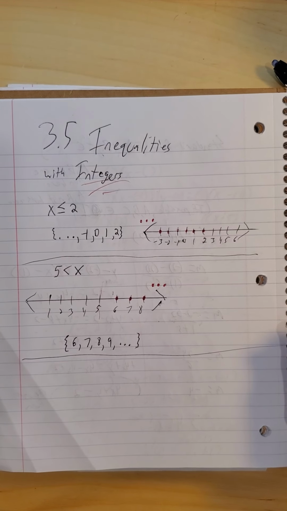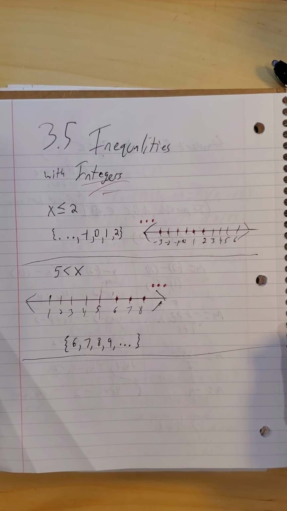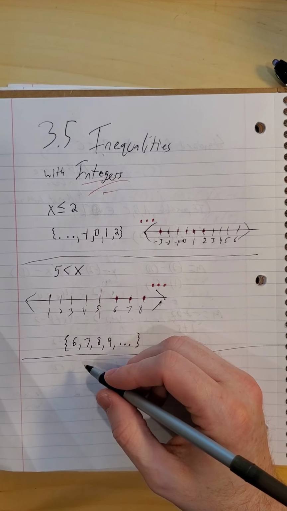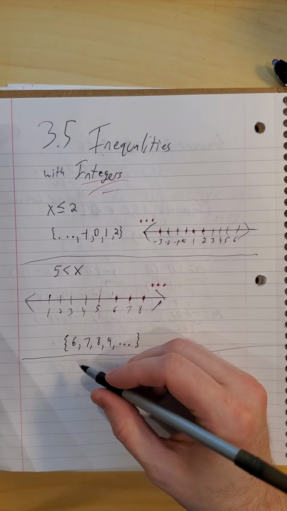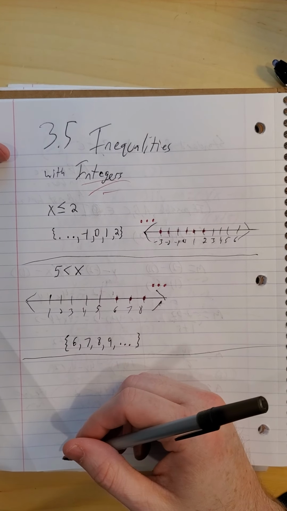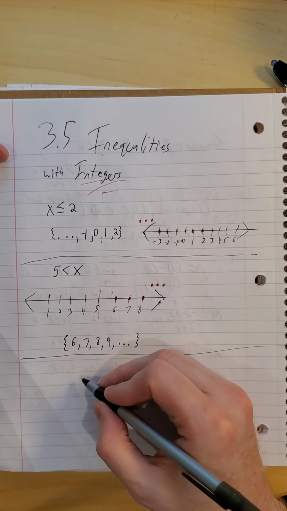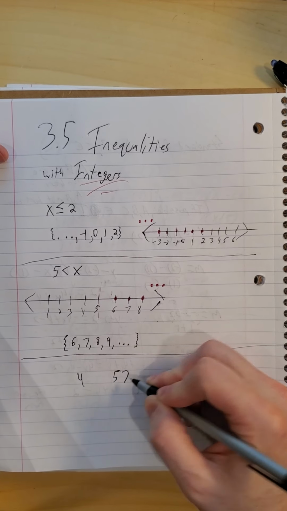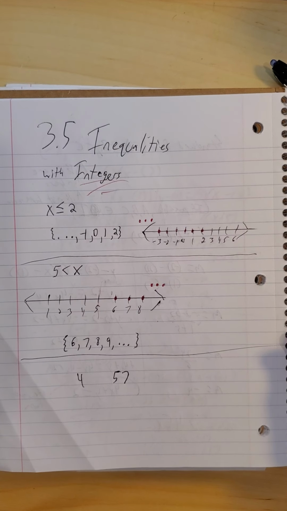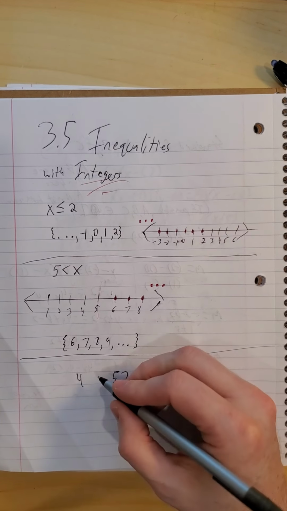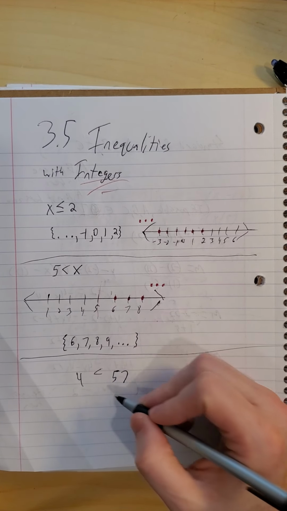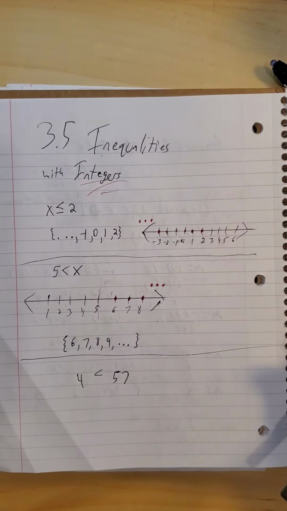So next, I want to introduce one of the properties of inequality. So what we're going to do is we're going to pick some random numbers. Let's see, we're at 4 and 57 into the video. So if my integers were 4 and 57, I could use a less than or equal to. Of course, a not equal to, but we're dealing only with inequalities.